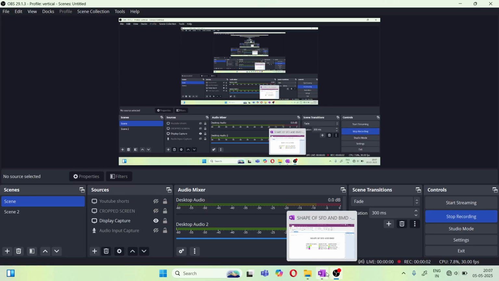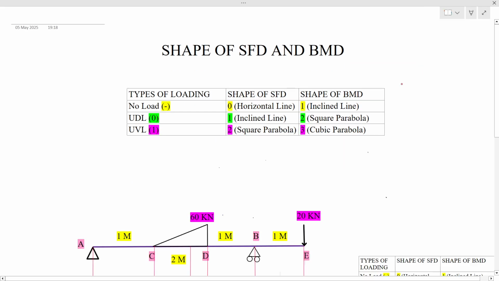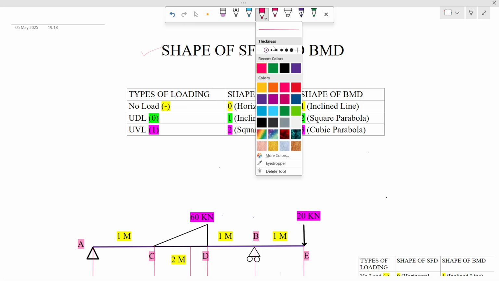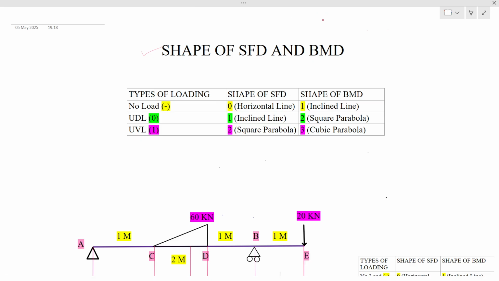Hello everyone, welcome to this very interesting video in which I am going to explain a short trick of how to draw the shape of SFD and BMD. Many times this question is asked in competitive exams, as well as questions regarding drawing the shape of SFD and BMD. Students make mistakes. So here I am going to tell you one trick so you will never make a mistake in drawing the shape of SFD and BMD.